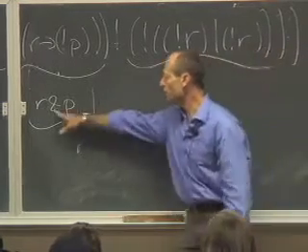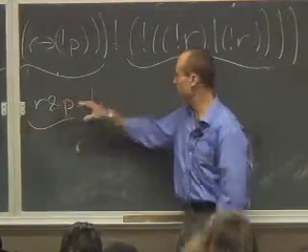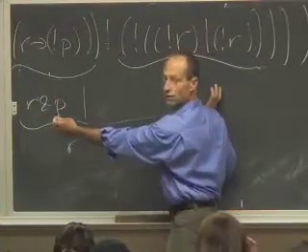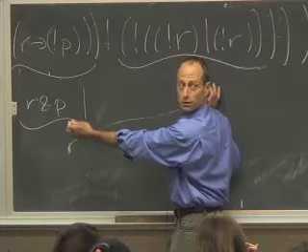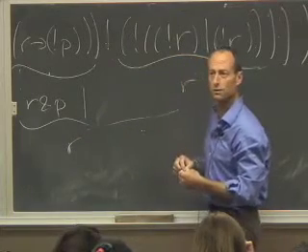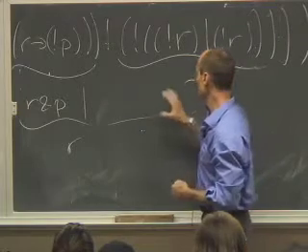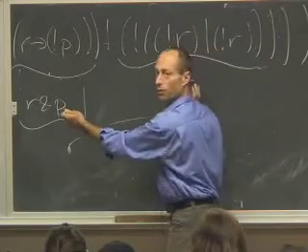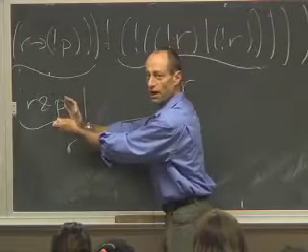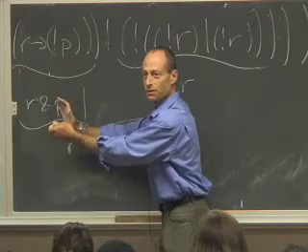Well, okay, so R and P is only true if R and P are both true. But this thing is true even if P is false, as long as R is true. Why can't it reduce this to R, but why can't it also reduce to R and P? Because this is true even if P is false, but R and P is not true if P is false.